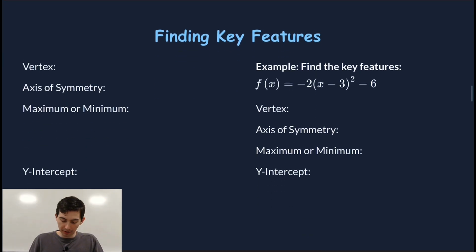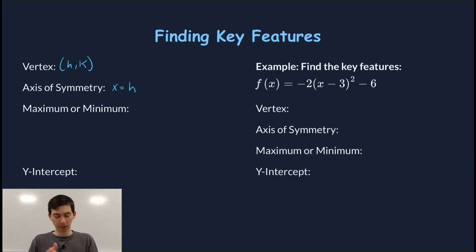So finding our key features, right? Our vertex, we're going to say, is just at the point h, k, because h tells us to move left or right, and k tells us to move up or down the vertex. And so we're going to use that and find our vertex just by looking at the equation. Then my axis of symmetry, remember it goes right through the vertex point, and it makes a mirror image of the graph. And it's going right through the x value, so it's going to be x equals whatever our h value is from our formula.